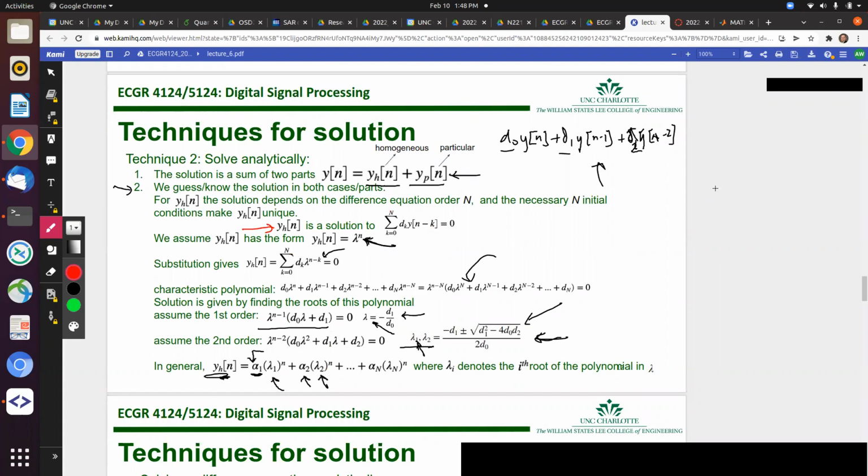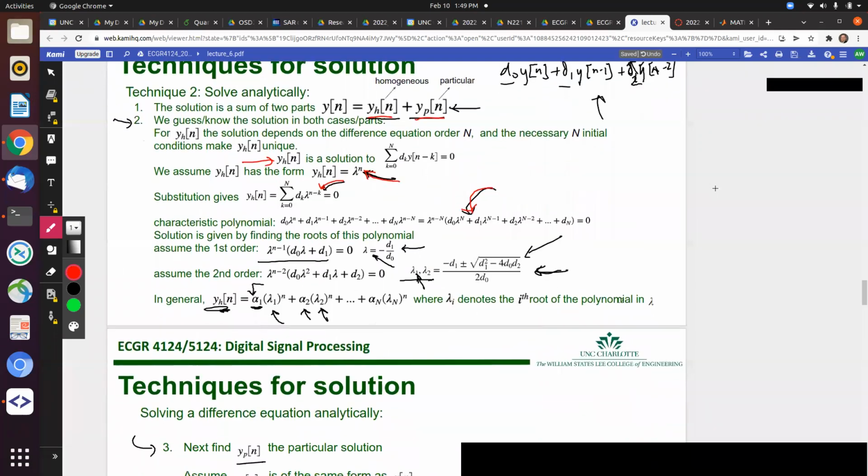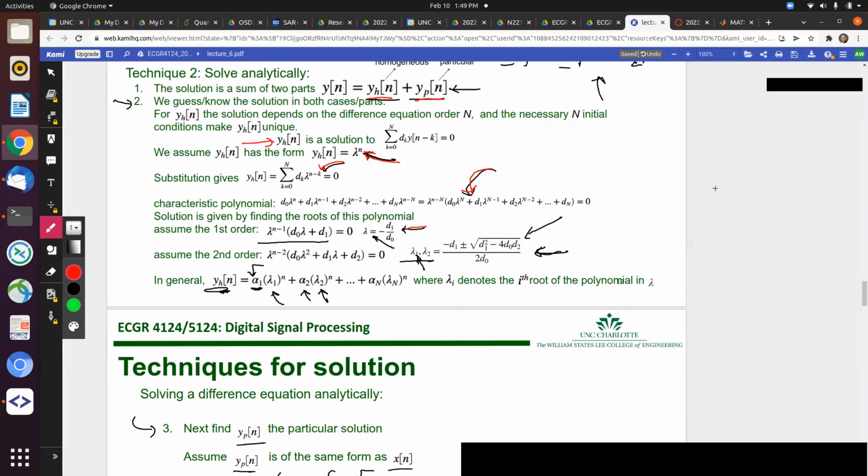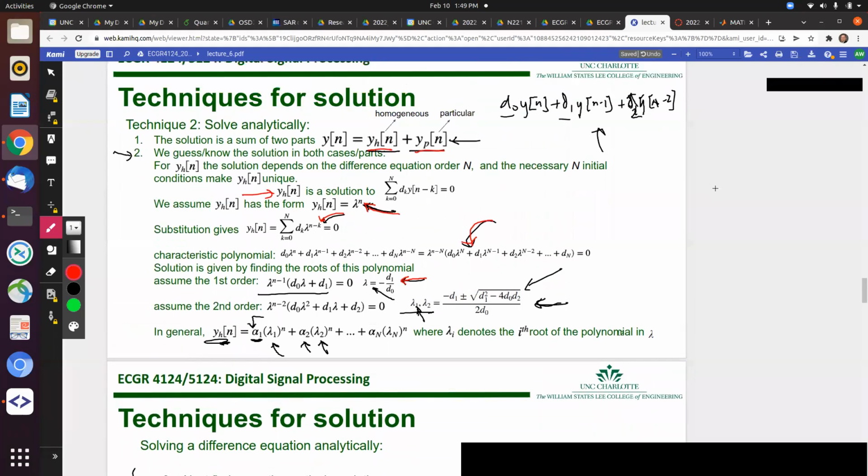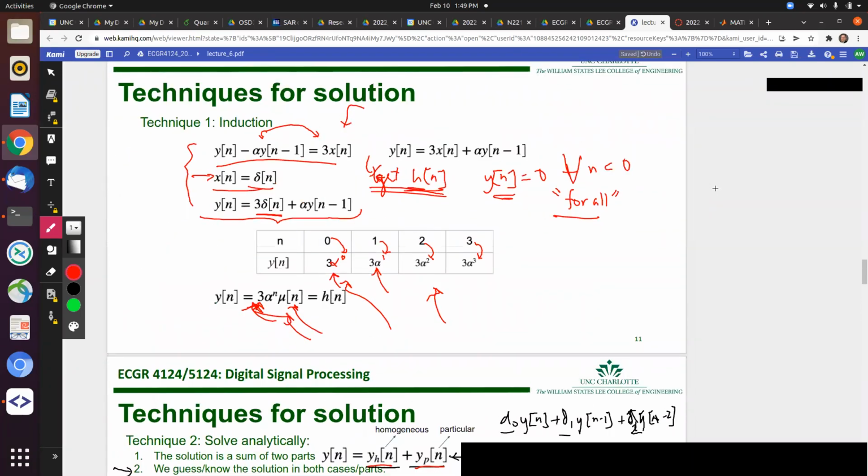Okay, so when we solve a difference equation, the solution comes in 2 parts, the homogeneous part and the particular part. For solving the homogeneous part, we know the solution, just like in differential equations, but in difference equations the solution is lambda to the n. So to solve for the homogeneous response, we plug this lambda to the n into the difference equation, and then we calculate the characteristic polynomial, right? Now, if it's a first order difference equation, the characteristic polynomial root is minus d1 over d0.